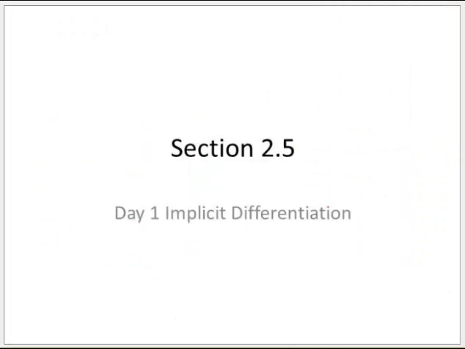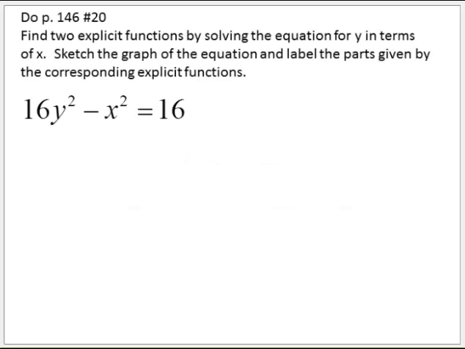Okay, let's look at some more things on implicit differentiation. This next problem starts out by saying that we're going to find the two explicit functions. And there's reasons for doing this, and I'll get into those shortly. Let's go ahead and find the explicit functions. Explicit functions are when you solve for the y. So let's go ahead and get this y by itself.